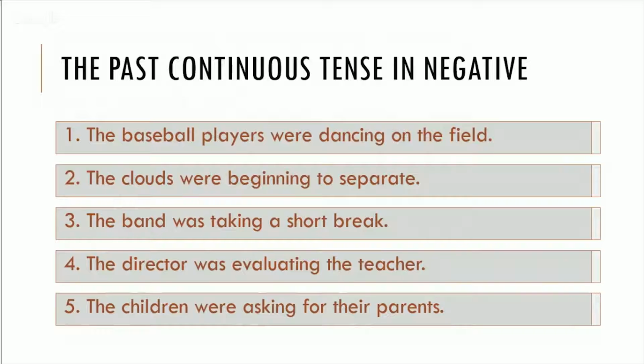And we are going to do contractions with it because we already know how to do contractions. So if we look at the baseball players were dancing on the field and we want to make it negative, we change were to were not, and we do a contraction and make it weren't. And then you have the past continuous tense in negative. The baseball players weren't dancing on the field. They weren't dancing on the field.